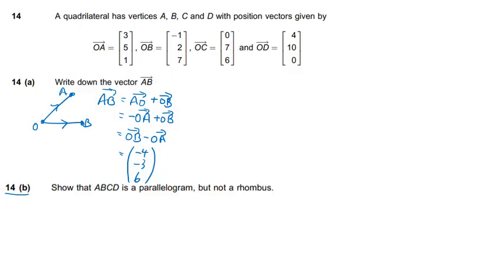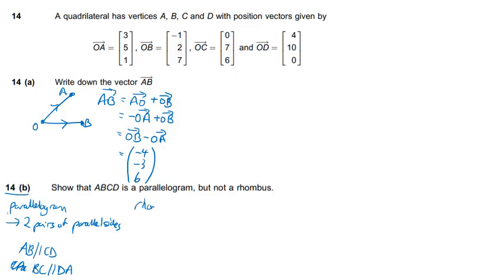Right, part B, show that ABCD is a parallelogram, not a rhombus. Okay, so let's just remind ourselves what these mean. A parallelogram has 2 pairs of parallel sides. So what we'd want to show here is that AB would be parallel to CD, and that BC would be parallel to DA.